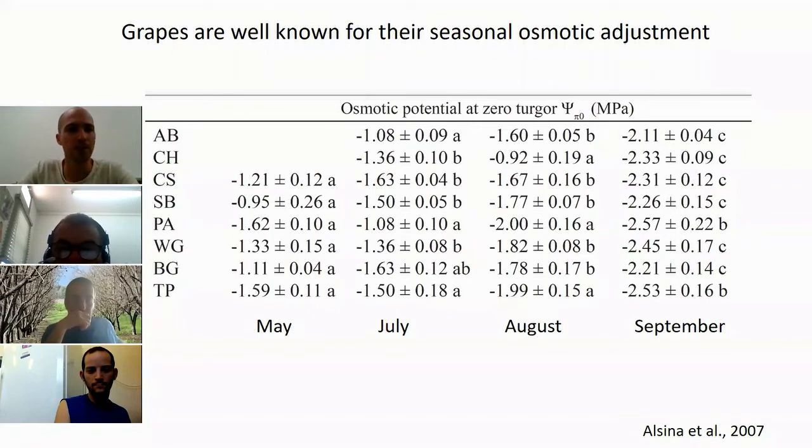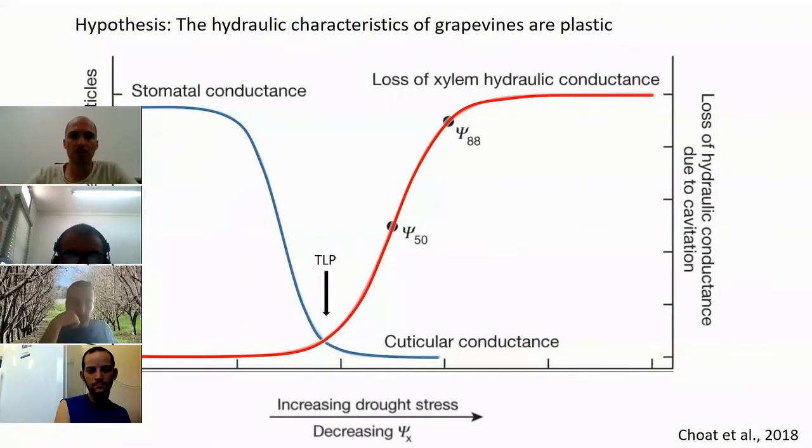And this is not only her finding. Other people have found it in grapes, and other people have found it in other species. Plants can acclimate to their environment. And so accordingly, our hypothesis was, okay, that this is a Brendan Choate review.